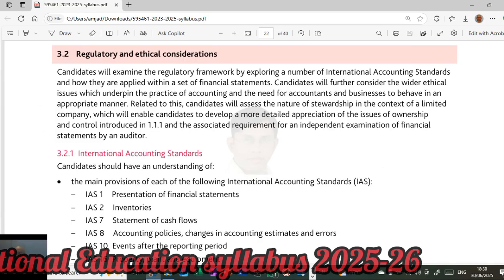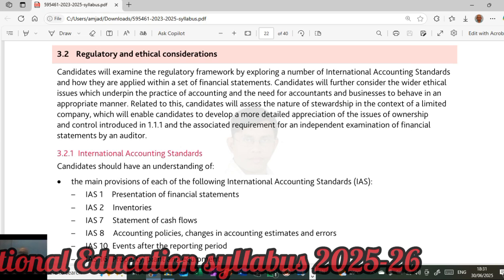So, dear students, this is topic 3.2, regulatory and ethical considerations. Particularly, this is theory oriented, and some practical questions can also be asked from this, but it's very important. You need to understand the concepts related to ethical considerations and regulatory requirements. So you have to follow certain rules. That is what is expected from this particular topic.